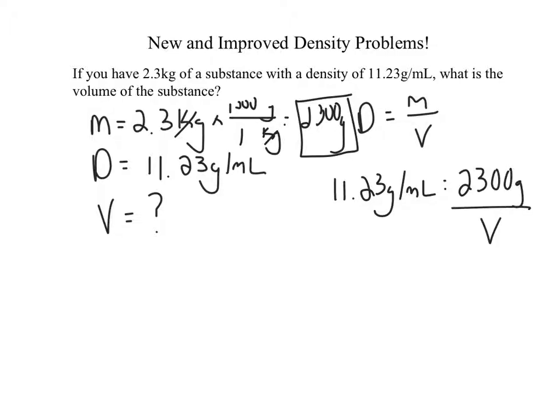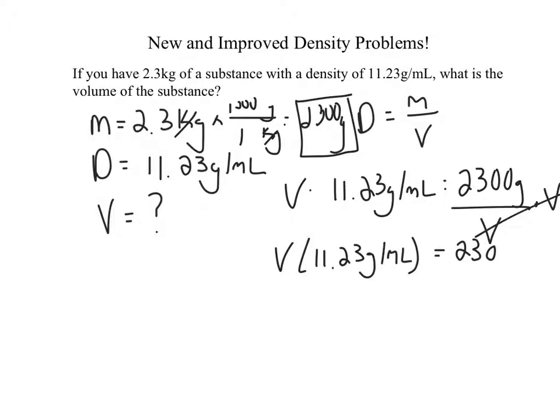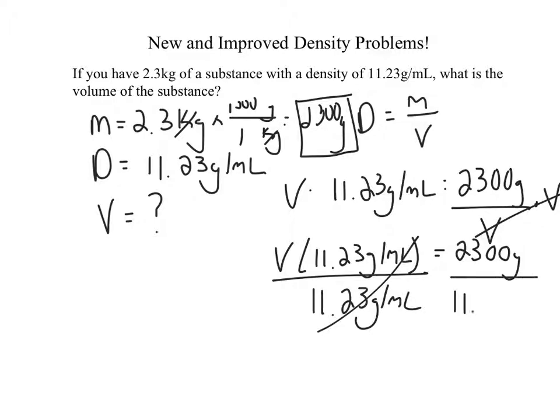And I need to get my variable off the denominator, so I'm going to multiply both sides by volume, so it cancels on that side. So now I have V times 11.23 grams per milliliter equals 2,300, and I'll divide both sides by 11.23 grams per milliliter. So it cancels there, and then I do the same thing on this side. Grams cancel, I'm left in milliliters, so I'm going to get the right answer.